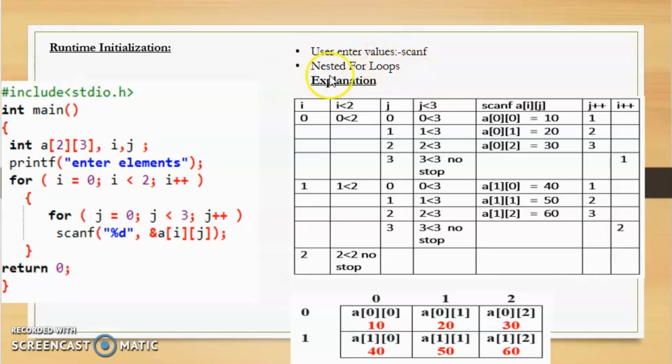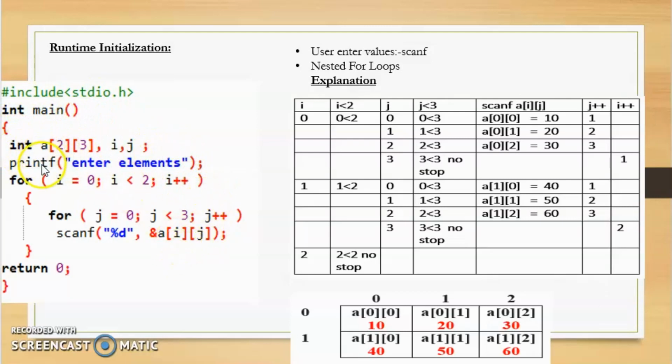So in this case, we will use nested for loops. The reason we use nested for loops is because we need to store elements in the form of a matrix. So as a result, we will use nested for loops. So let us see the code. First we write the header file, then the program will start from the main function. Then we will declare all the variables which we will be using in the code.